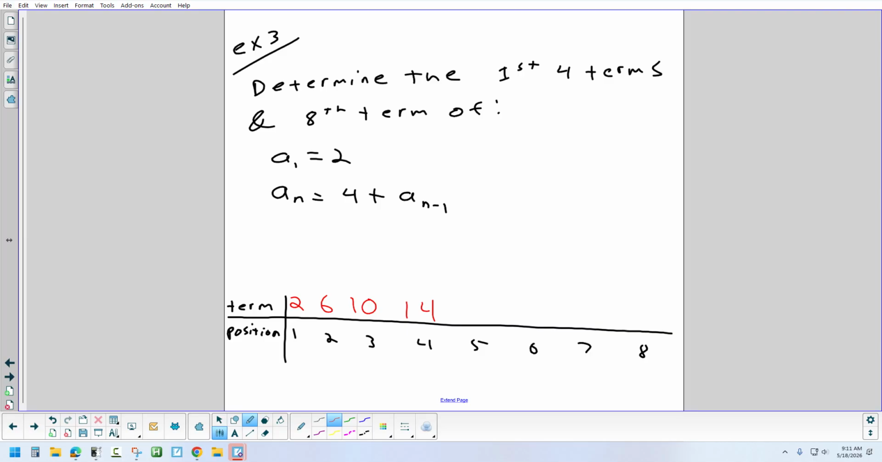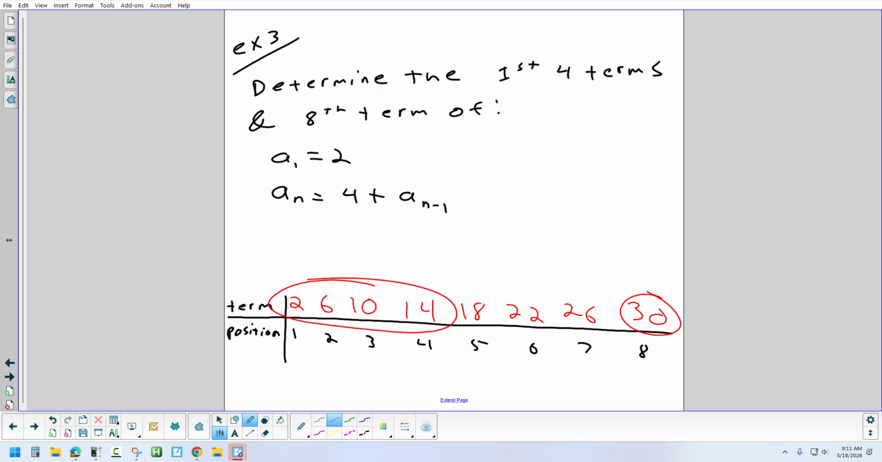So my 5th term, Raj? 18. And then my 6th term? 22. And Emma, my 7th term. 26. And Vanessa, my 8th term. 30. So that's the one they really wanted, the 8th term and the first 4. Any questions on that?